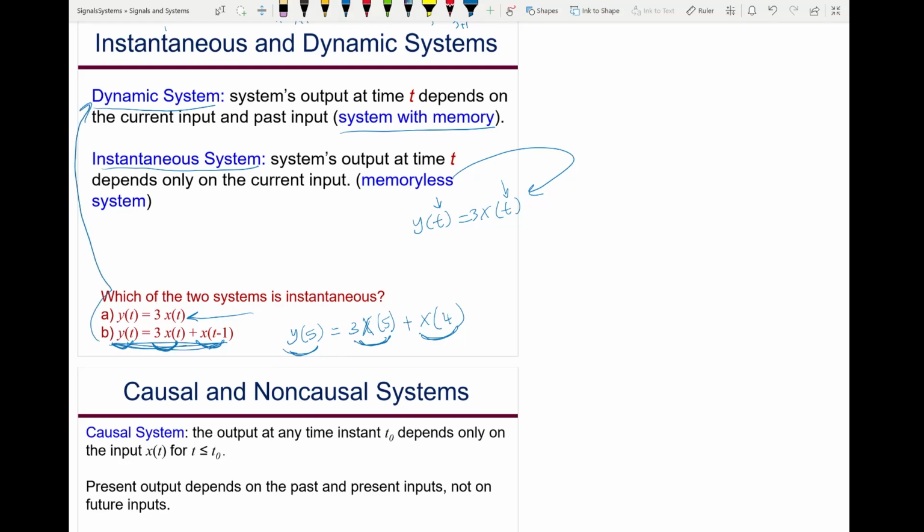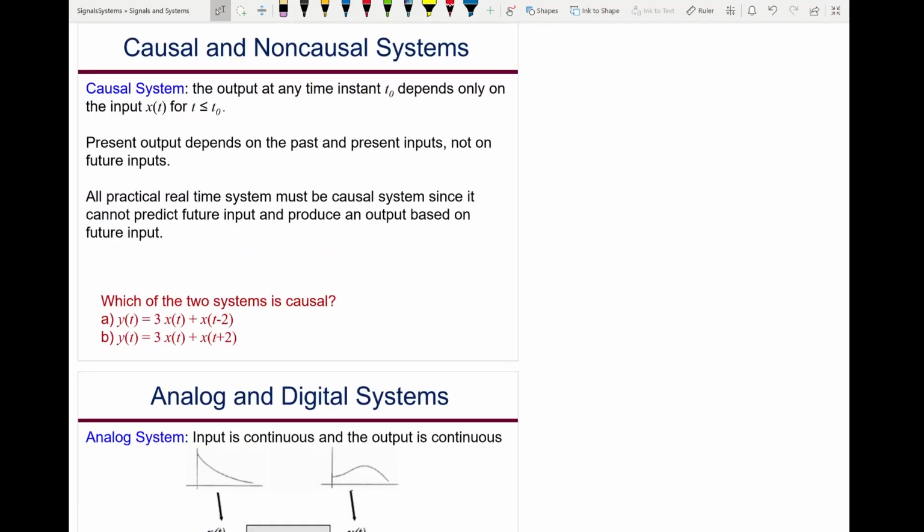Okay, causal and non-causal systems. We say a system is causal if the output at any instant of time depends on the input at that instant of time or earlier input. So that means the output at this instant of time t0 will depend on the input at t0 or earlier. Then we say the system is causal. Basically that means the output of the system was caused by the input of the system.